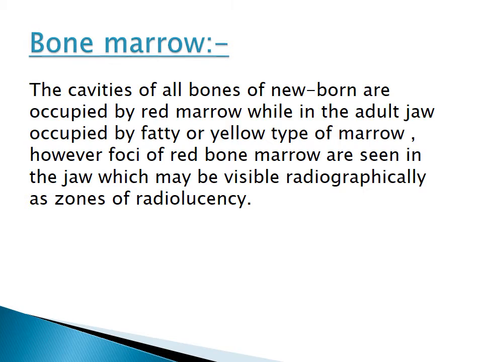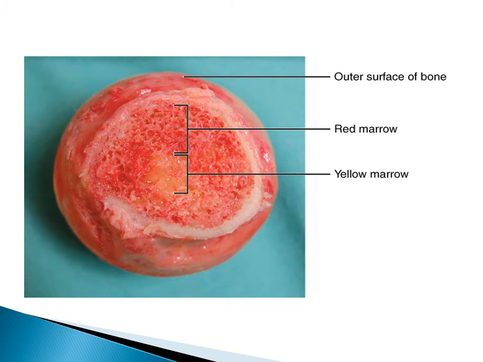Bone marrow. The cavities of all bones of a newborn are occupied by red marrow, while the adult jaw is occupied by fatty or yellow marrow. However, foci of red bone marrow are seen in the jaw, which may be visible radiographically as zones of radiolucency. This picture shows the red marrow, yellow marrow, and outer surface of the bone.